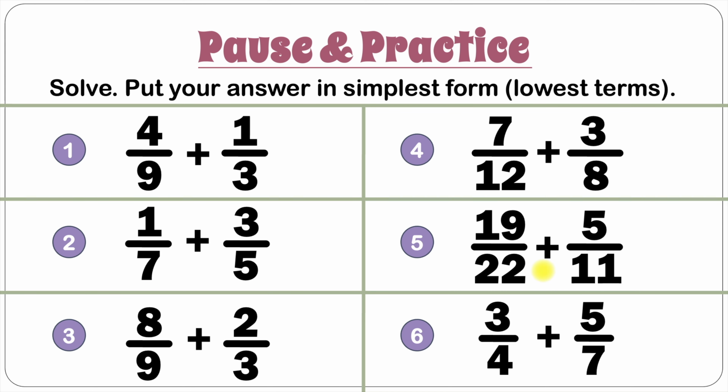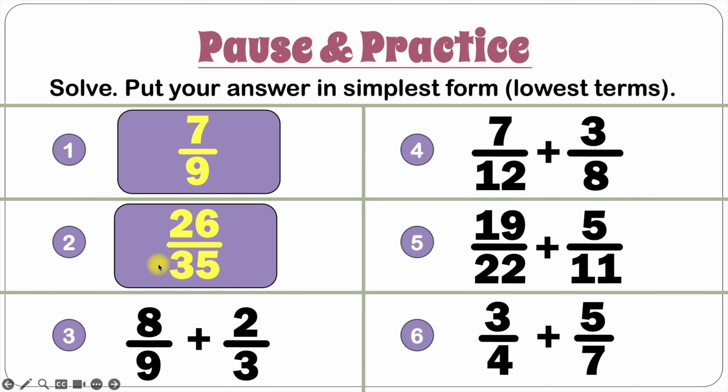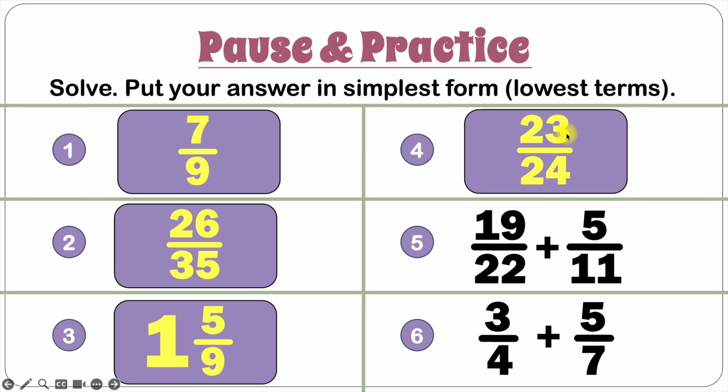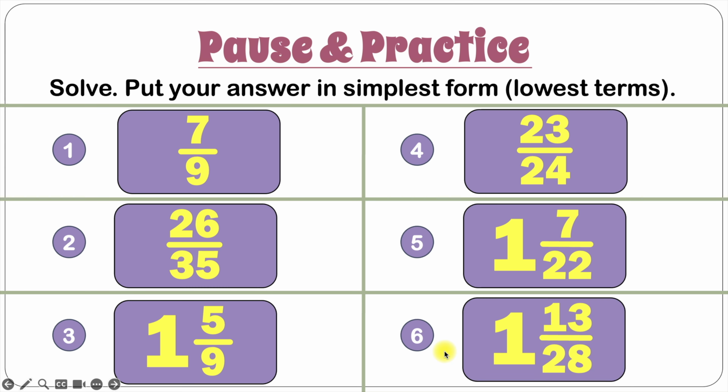So let's take a look at our answers. Number 1 is 7 over 9. Number 2 is 26 over 35. Number 3 is 1 and 5 over 9. Number 4 is 23 over 24. Number 5 is 1 and 7 over 22. And number 6 is 1 and 13 over 28.